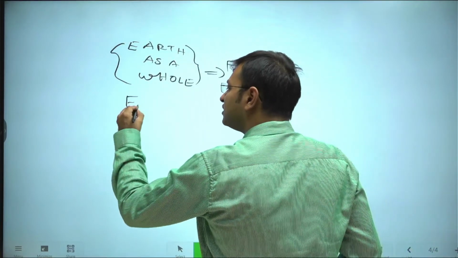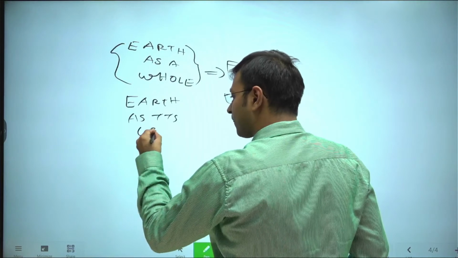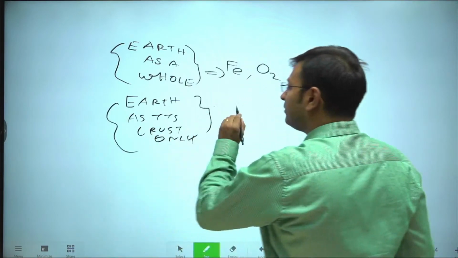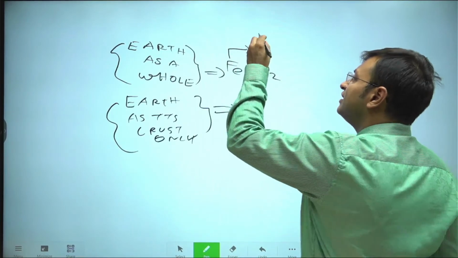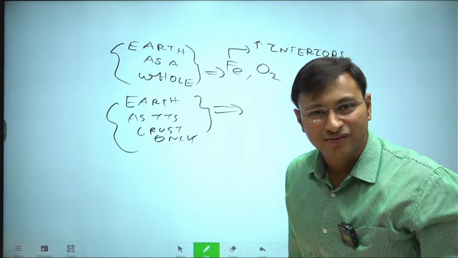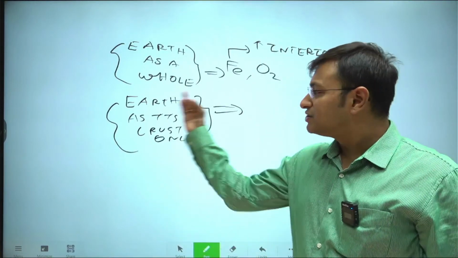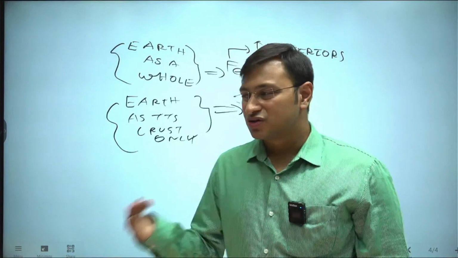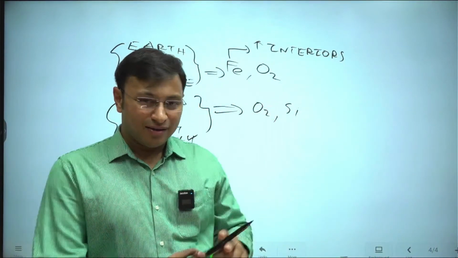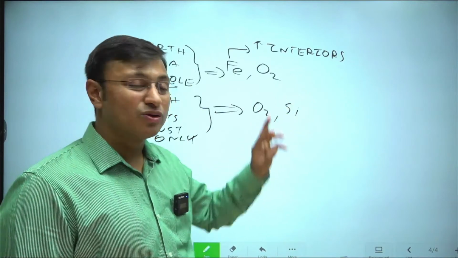But if I consider the earth as its crust only, now the things change. Predominantly you will find iron increasingly in the interiors of earth. As you come out of the interiors of the earth, the concentration of iron will decrease, the abundance of iron will decrease. If I'm painting you the picture of earth's crust, the most dominating element will be elemental O2, and you will have silica. So if I pick up the soil, if I pick up the land, or if I start digging into the earth's crust, predominantly I will find elemental O2 and silica.